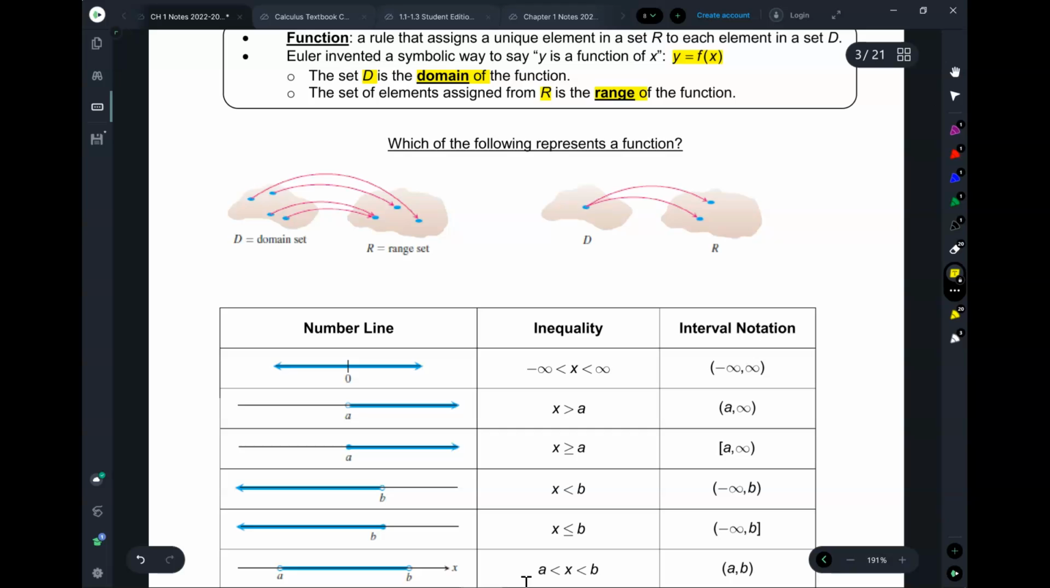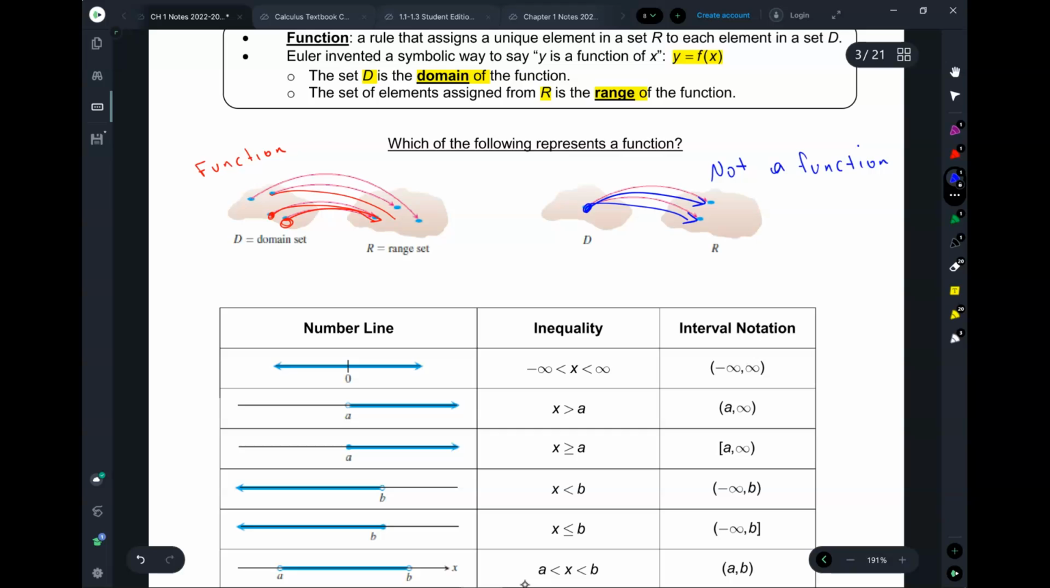Take a look here. You have your domain, and for each of the values in the domain, there is one value in the range. This value in the domain has one value in the range. This value in the domain has one value in the range. This is a function. But here, this value in the domain has two values in the range. This is not a function.